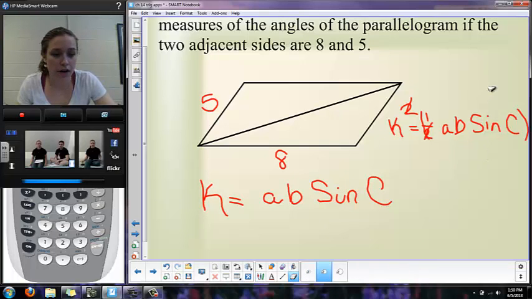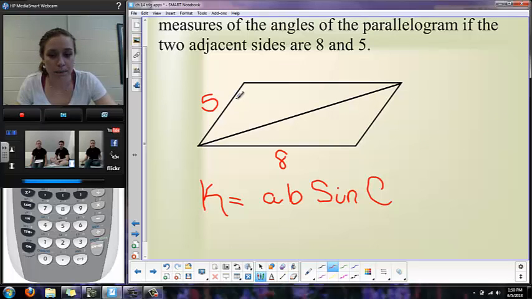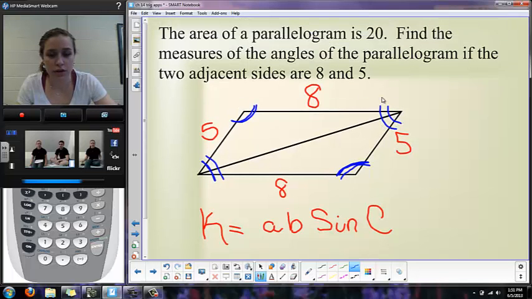Let's also talk about a couple other properties of parallelograms. In a parallelogram, the sides that are opposite each other are equal. So if this side is 5, I know that this side is 5 as well. If this side is 8, then this side is 8 as well. Now let's talk about the angles of a parallelogram. The opposite angles of a parallelogram are equal as well. So this angle right here is equal to this angle, and this smaller angle is equal to this smaller angle.